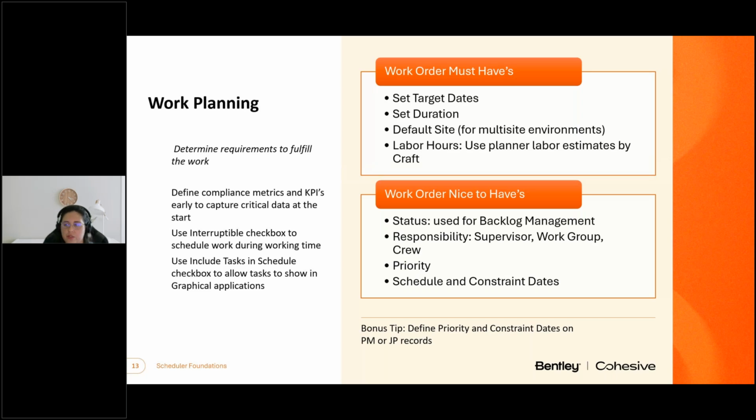Additionally, some other fields to consider populating. The interruptible toggle on both the header and the task level of your work order. This will be set if the work can spread. If you set this toggle, you can spread work over multiple shifts, or if you don't set it, it will be not interruptible, meaning it has to be completed within a single block of time.